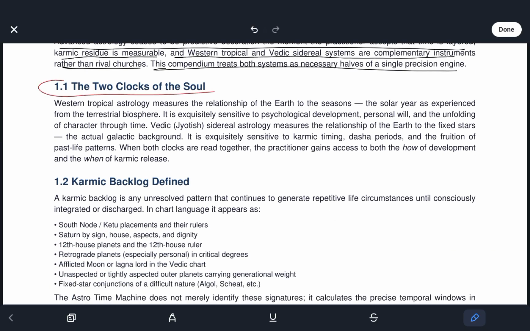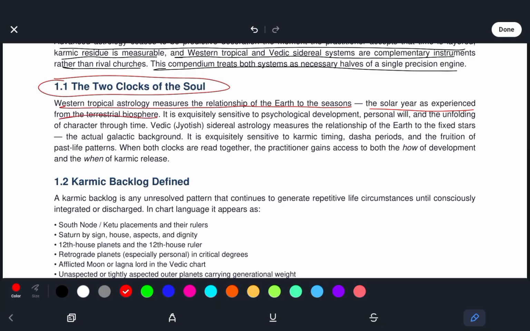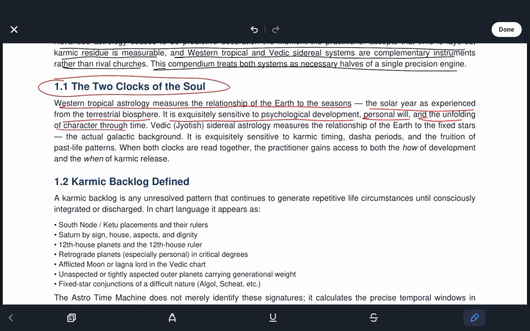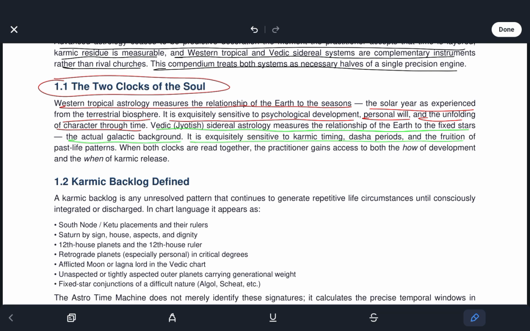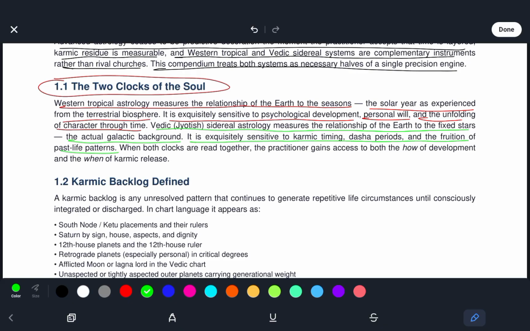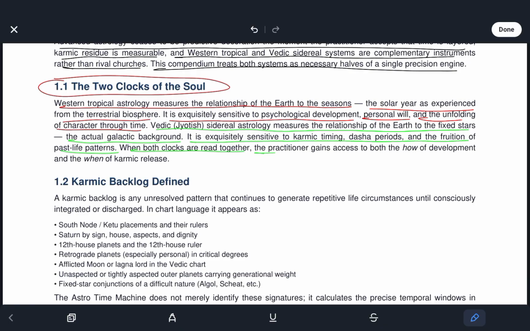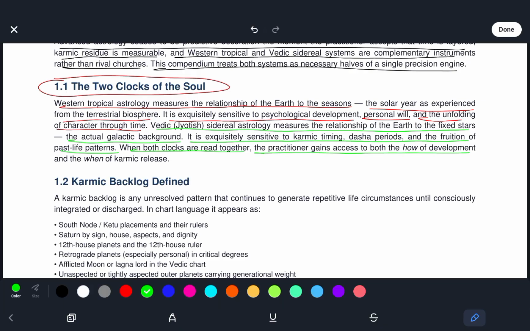So, the two clocks of the soul. We see Western tropical astrology measures the relationship of the Earth to the seasons, the solar year as experienced from the terrestrial biosphere. And it is exquisitely sensitive to psychological development, personal will, and the unfolding of character through time. We see Vedic Jyotish sidereal astrology measures the relationship of the Earth to the fixed stars, the actual galactic background. It is exquisitely sensitive to karmic timing, dasha periods, and the fruition of past life patterns. When both clocks are read together, the practitioner gains access to both the how of development and the when of karmic release.